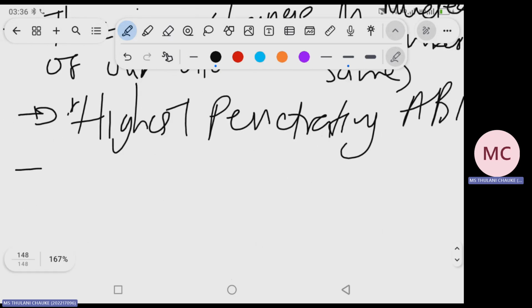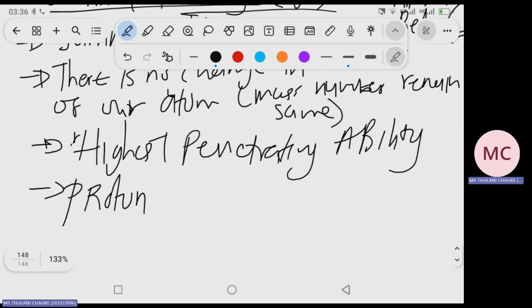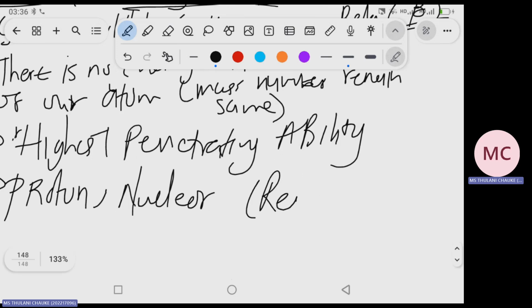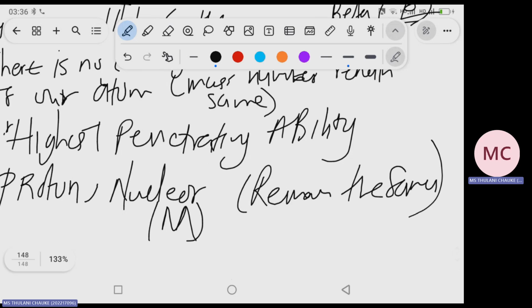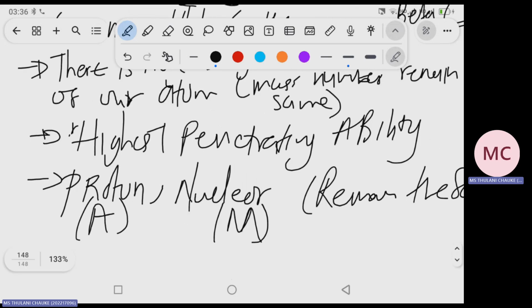And another thing you have to understand is that the proton number and the nucleon number will remain the same. When we talk about the nucleon number, it's not about the mass. So I basically repeated, but fine.